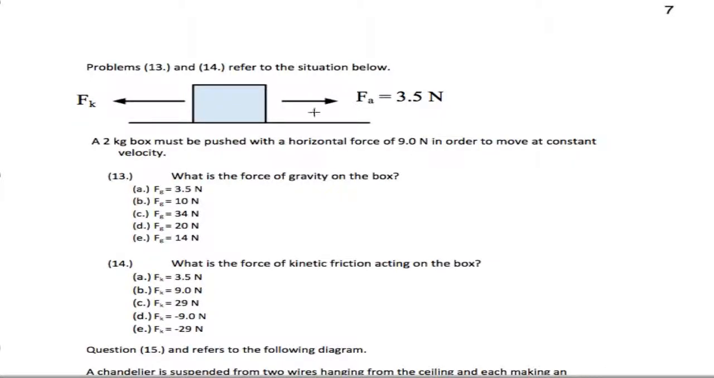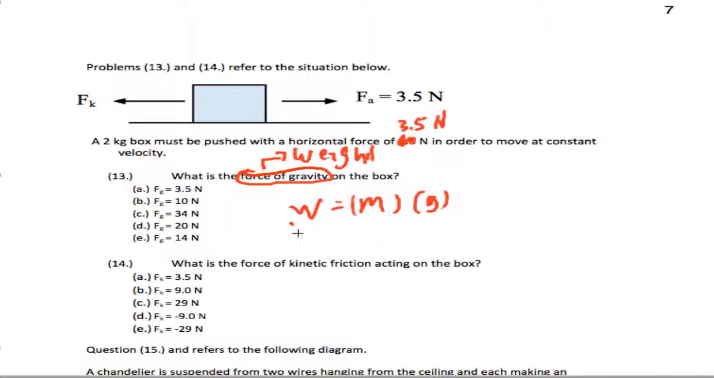All right, now for question 13. Little correction here. Please remember this is 3.5 newtons. And we want to know the force of gravity on the box. Please remember when we see the word force of gravity, that simply means the weight. And so I'm going to do weight equals the inertia of the object times the acceleration due to gravity. And so I will take 2 kilograms times 9.81 meters per second squared, and I end up getting 19.62, which is approximately 20 newtons of force.